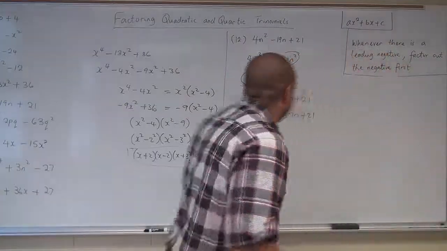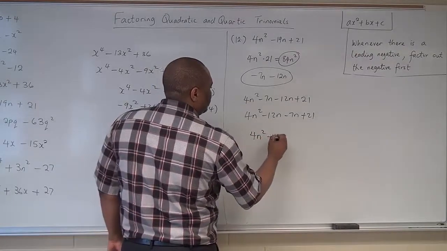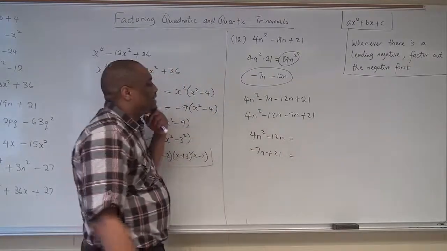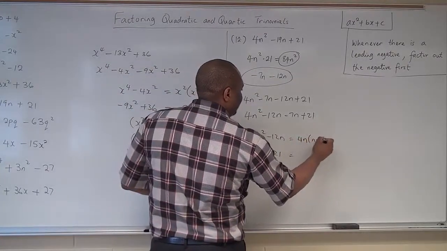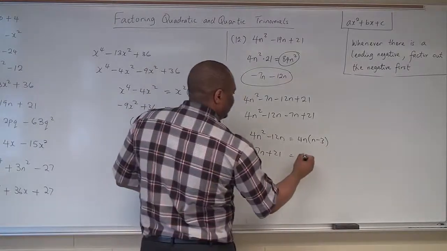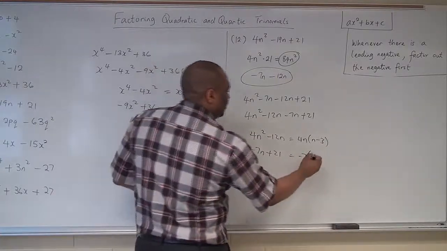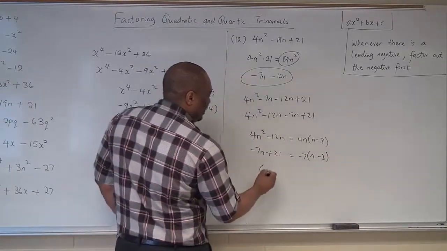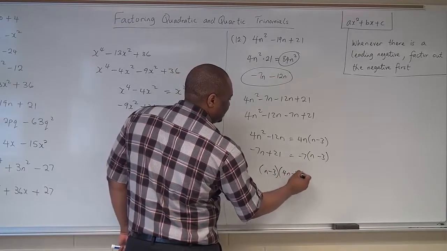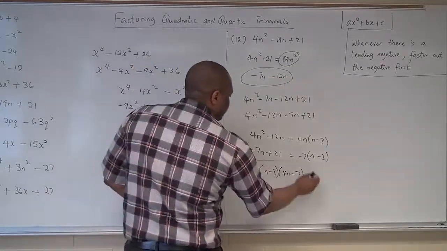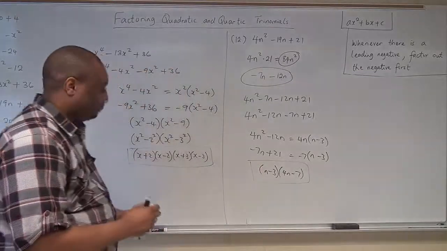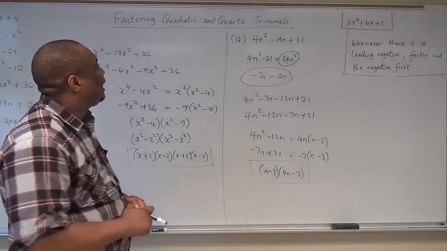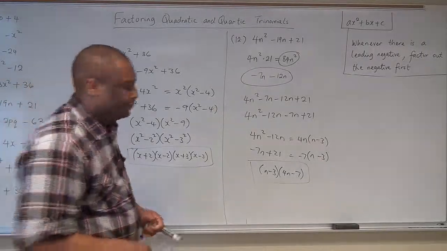Okay, so let's finish this up. This will be 4n squared minus 12n minus 7n plus 21. What is common here is 4n, then n minus 3. What is common here is minus 7, n, then 21 divided by minus 7 is minus 3. So we have n minus 3 times 4n minus 7. And this becomes your answer. That is for question 12. Now let's go to question 13.